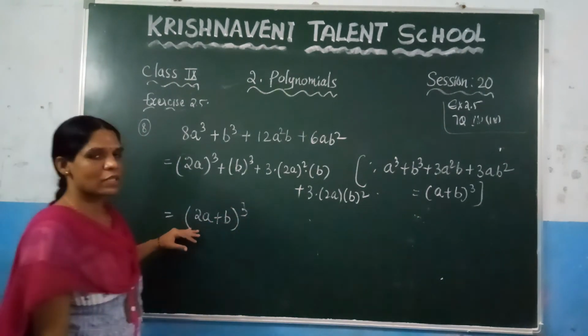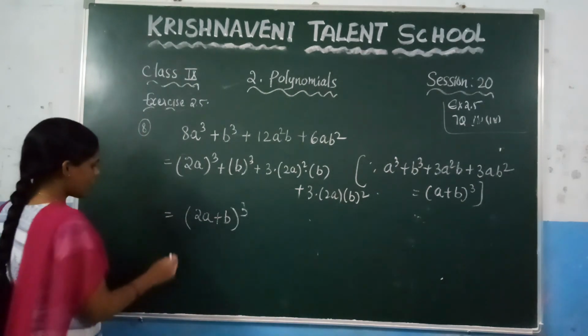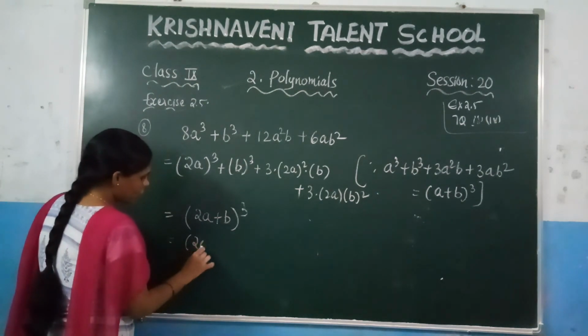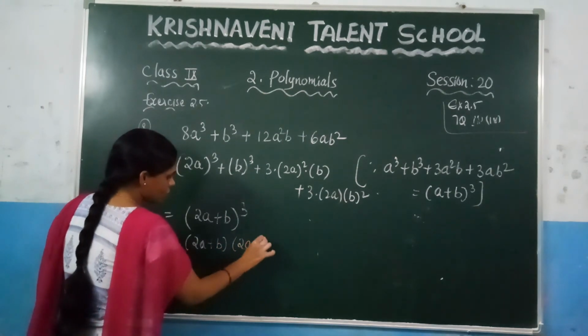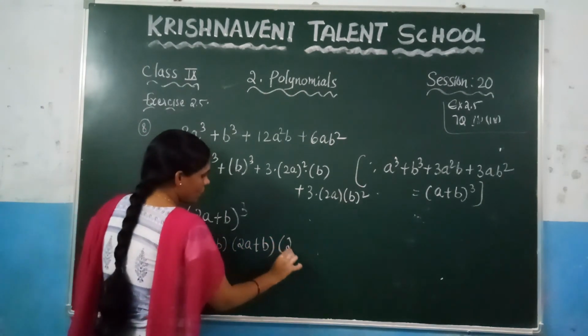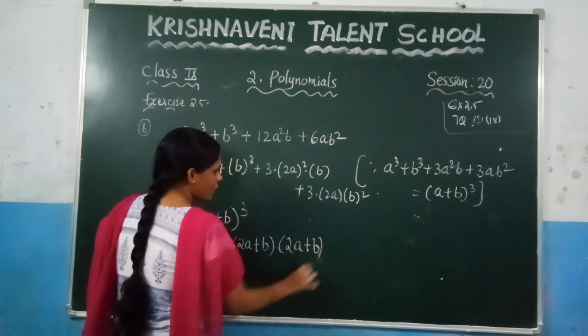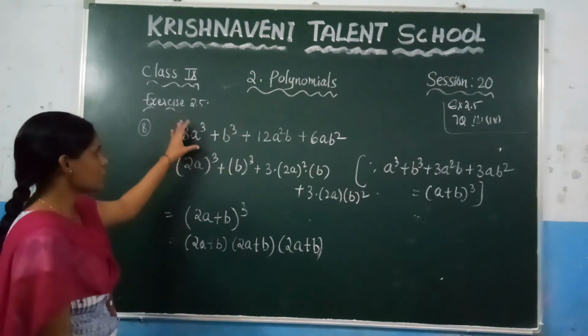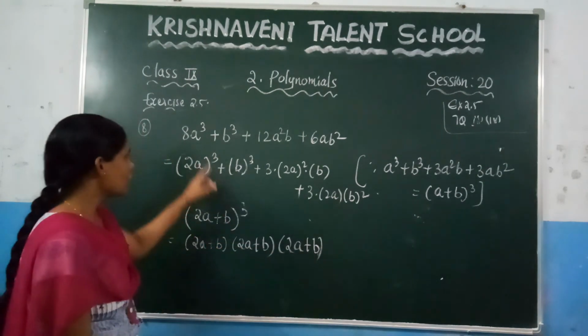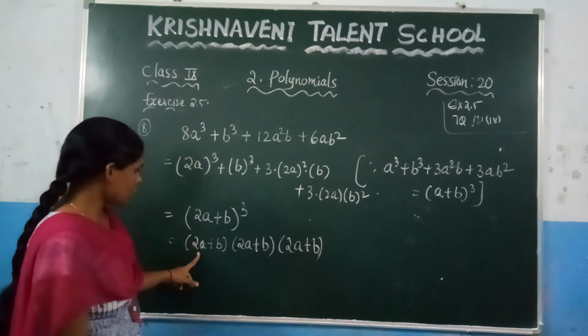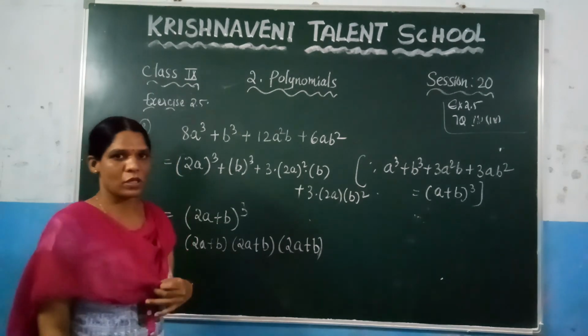Since they asked to write the factorization, let us write this one as a product of 3 terms, since the power is 3. So you can write this one as (2a plus b) into (2a plus b) into (2a plus b). So we have factorized this polynomial as a product of the 3 linear polynomials, because here the power is 3. We have written it in the form of 3 linear polynomials.